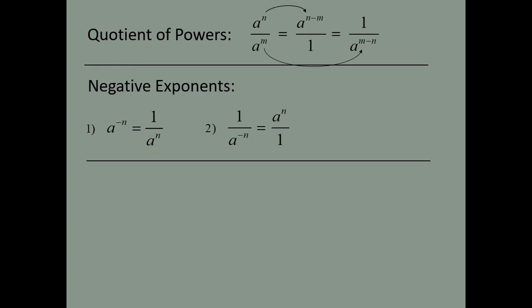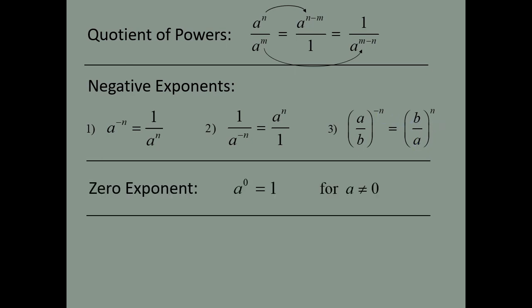There's actually a third way we could state this rule. If we have a fraction raised to a negative power, we could apply both of these at once by taking the reciprocal of the fraction and changing the exponent from negative to positive. Then we had the rule for 0 exponents. Anything to the 0 power is equal to 1 as long as the base is not equal to 0.